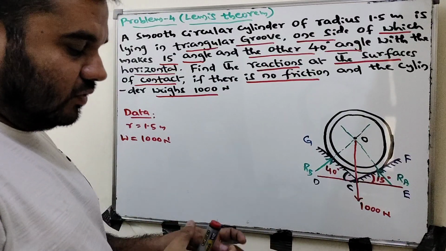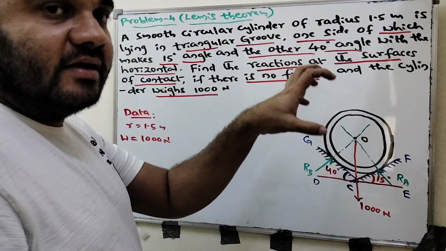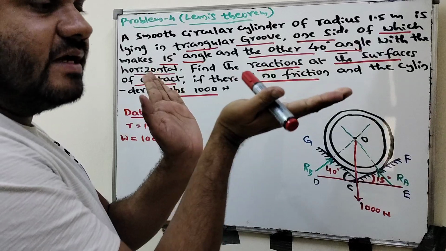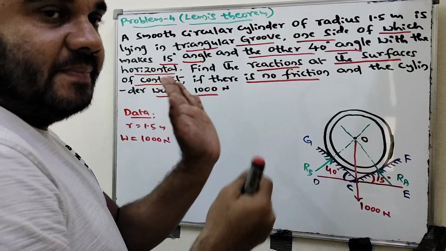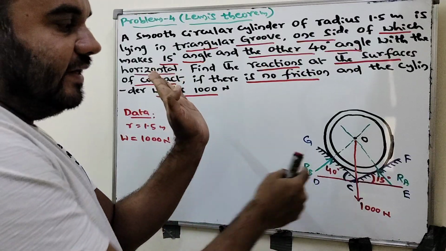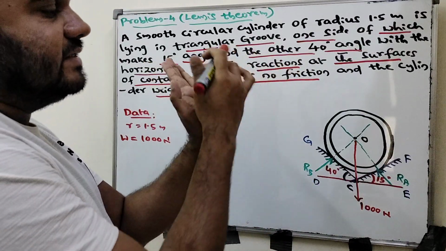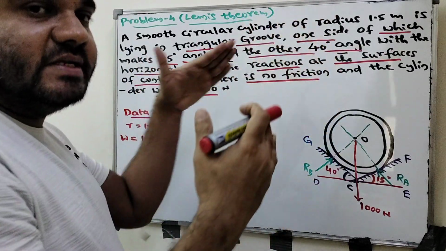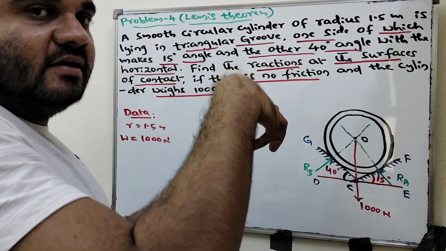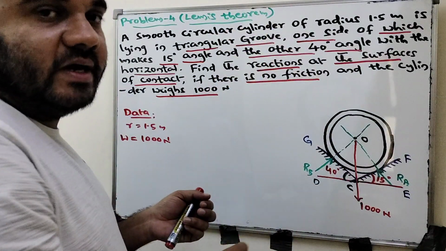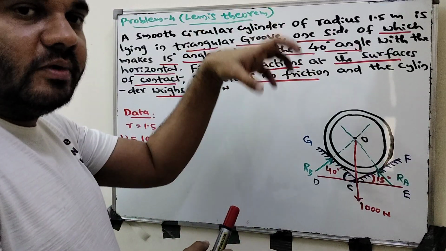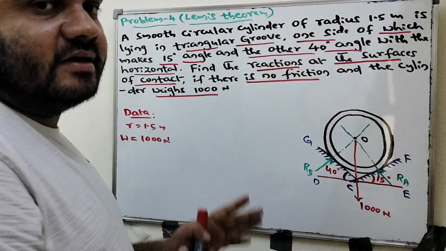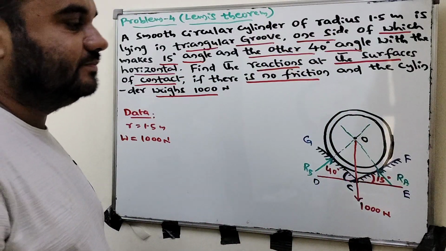This is the problem. Just an overview once again: a cylinder sits on a triangular groove. One side of contact makes an angle of 15 degree with the horizontal, the other side makes 40 degree with the horizontal. Obviously when it sits, two reactions are generated, one is Ra, one is Rb. The weight of the cylinder is 1000 Newton, acting in the downward direction due to gravity. You have to find the reactions at the surfaces of contact.